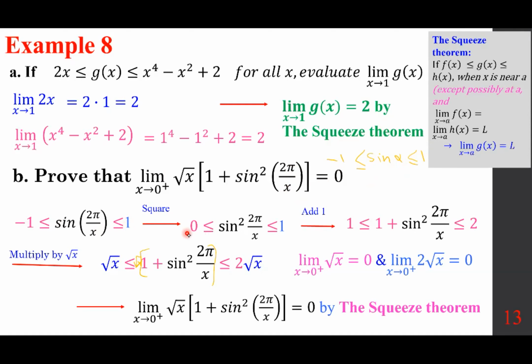Since you want this expression, you're going to add 1 to all sides. Since you want this expression, you're going to multiply by square root of x, which is a positive value, on all sides. Now, the limits of the left and the right are 0 as x approaches 0 from the right. And the middle term, by the squeeze theorem, gives you the same result.